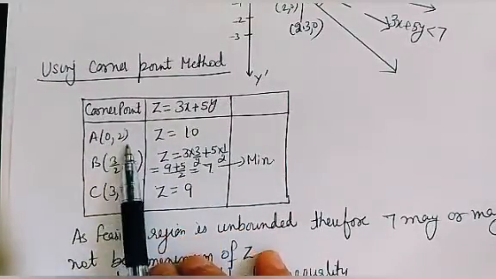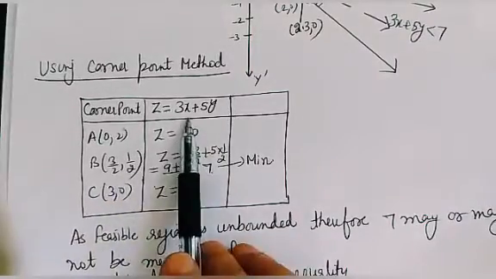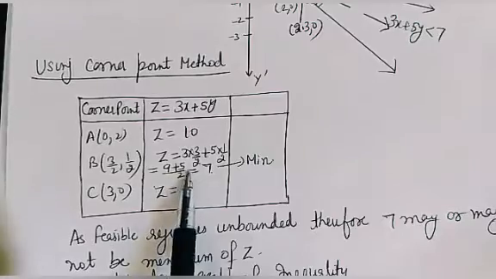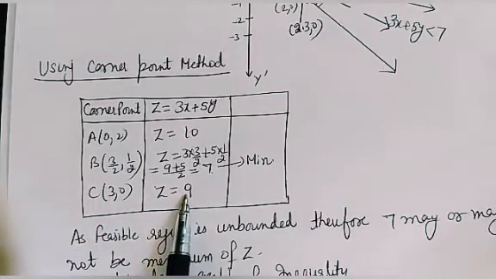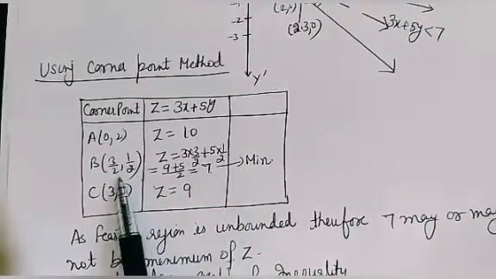So these are the corner points. Let us check at (0, 2), z comes out to be 10. At (3/2, 1/2), put it here. You will get 9/2 plus 5/2, that gives you 14/2, that is 7. And for (3, 0), z is equal to 9. So we were supposed to find the minimum value. So the minimum value is coming at this point.